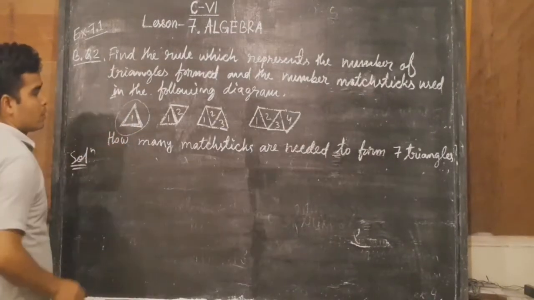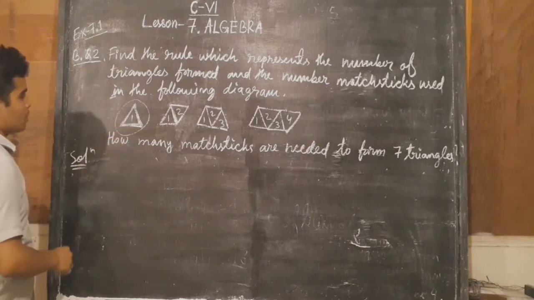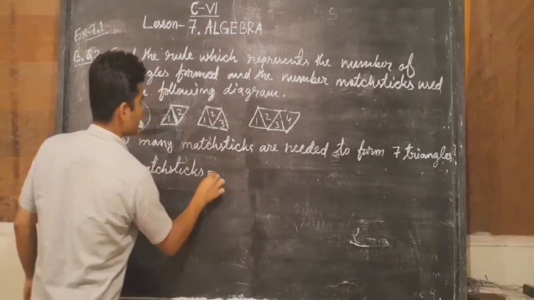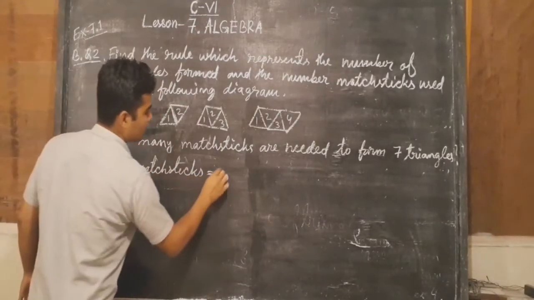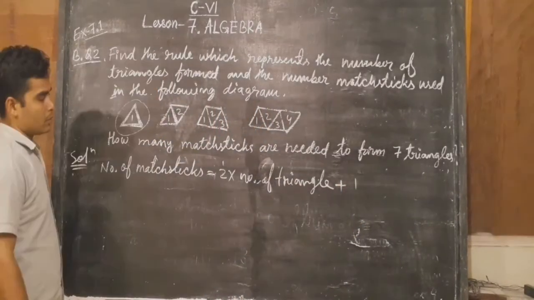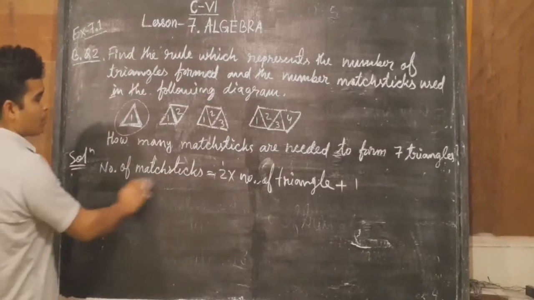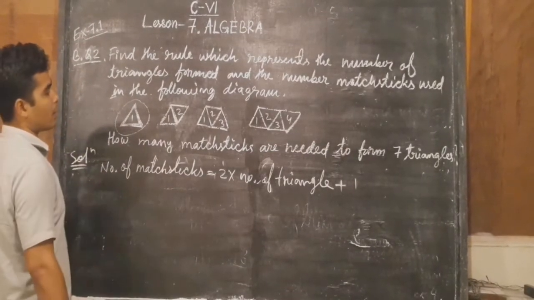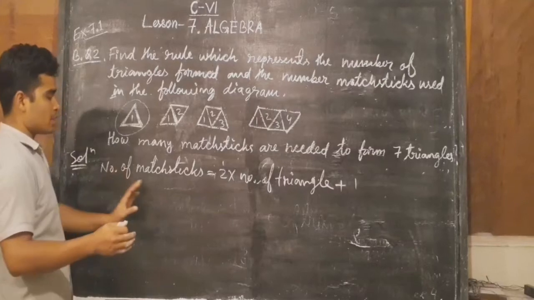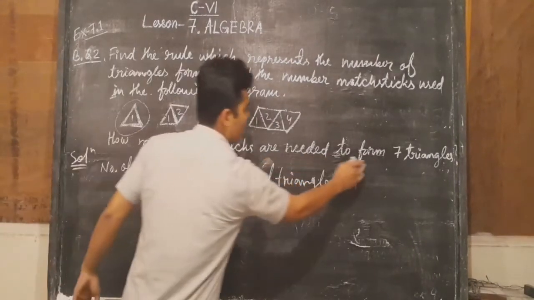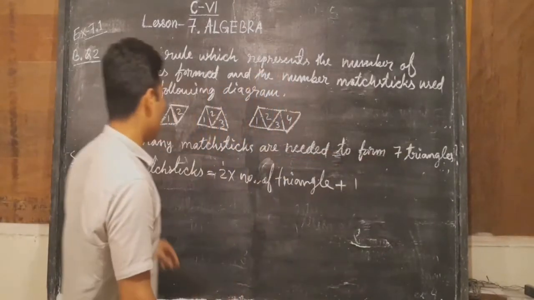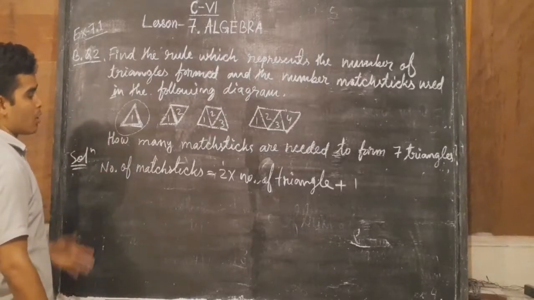Pentagon plus 1. So the rule for these diagrams will be: number of matchsticks is equal to 3 matchsticks, from there we have to take only 2 into number of triangle plus 1. This is the rule. And now we can find the number of matchsticks required to form any number of triangles. You can see here for 4 triangles we need 9 matchsticks. If it is 7 triangles, here in this question, how many matchsticks are needed to form 7 triangles?